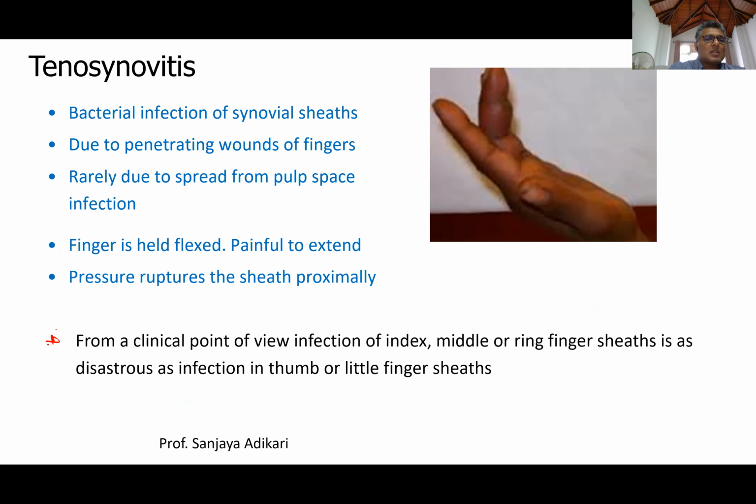The same thing is mentioned here. From a clinical point of view, infection of the index, middle or ring finger sheath is as disastrous as infection in the thumb or little finger sheath. So you can't say that these two are more disastrous than the others, because they directly go into the forearm space. Forearm space infection is very serious anyway.